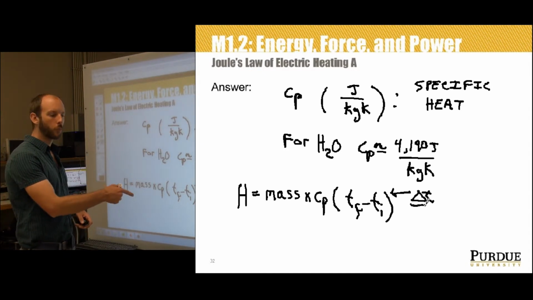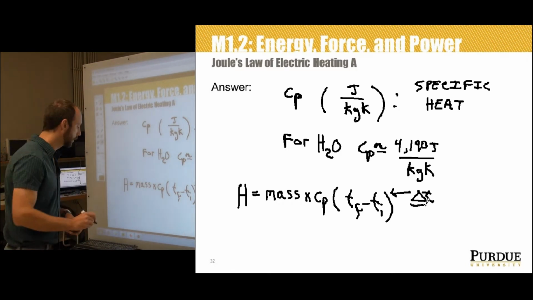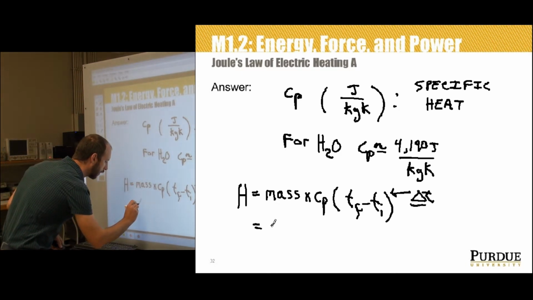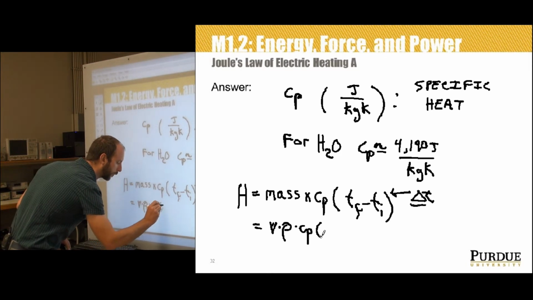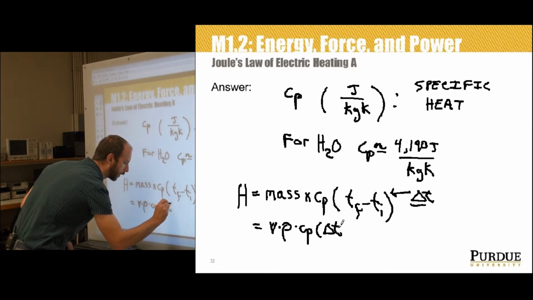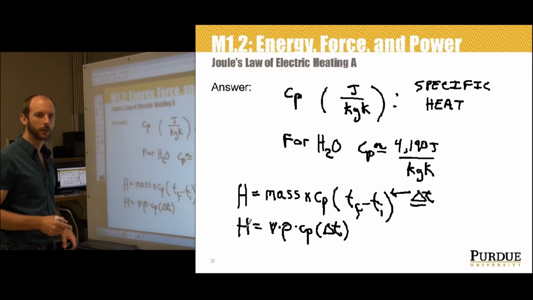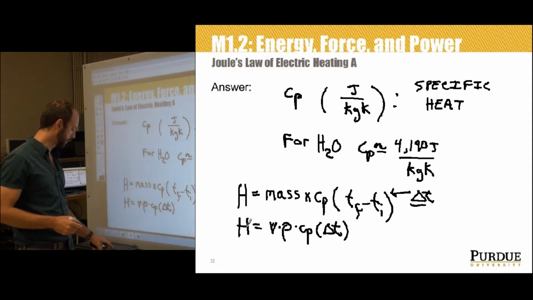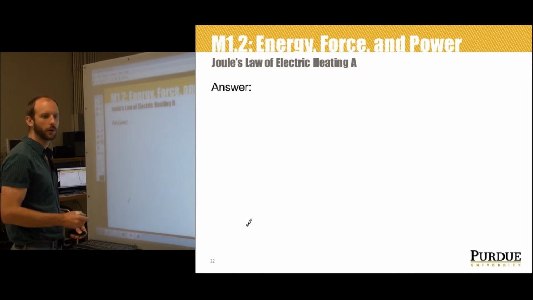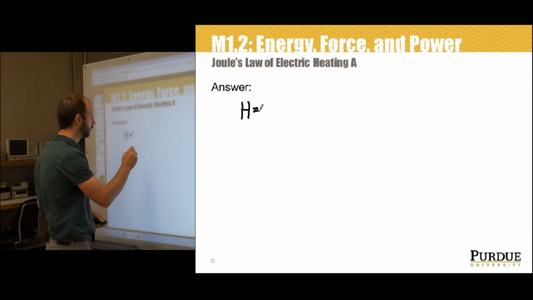So mass we can change to volume times density, and so we can write this as volume times density times specific heat times the change in temperature. So H, the amount of heat taken up, is going to be volume times density times specific heat times the change in temperature. So for water, this is going to be H. This tea kettle had 1 liter, right?